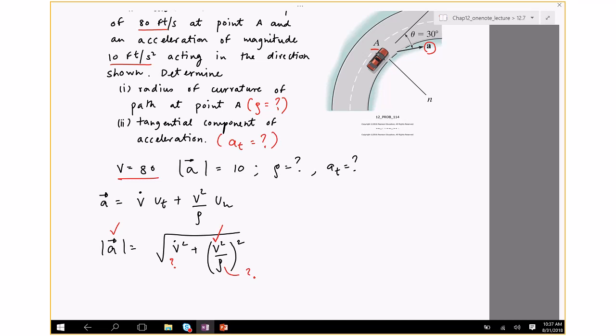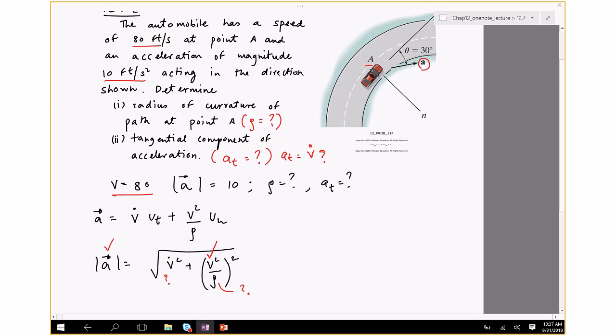Okay, so we have one equation there, and we have two unknowns, v dot and rho. Can we solve for those two unknowns? In fact, those are the unknowns. We have to find AT. AT is v dot, right? This is unknown. So the two unknowns are in that equation, but we cannot solve this equation because we can only solve for two unknowns when you have two equations, right? So my question is, how can you get the second equation? Trig, yeah. How will you use trig?